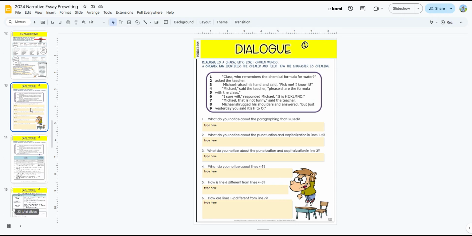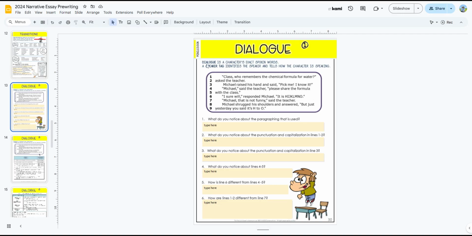Our next slide is about dialogue. So I am going to be giving you the answers to this. So you will need to be typing them into your text box. So make sure you're getting ready right now. Have that split screen open so you can be listening and typing at the same time.